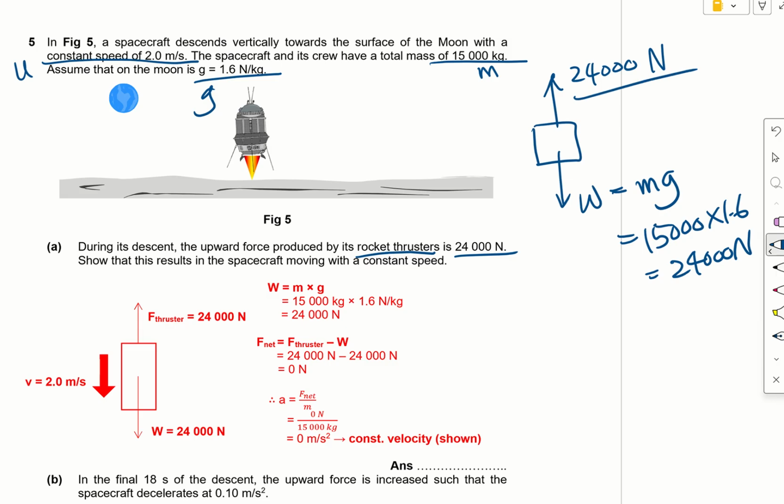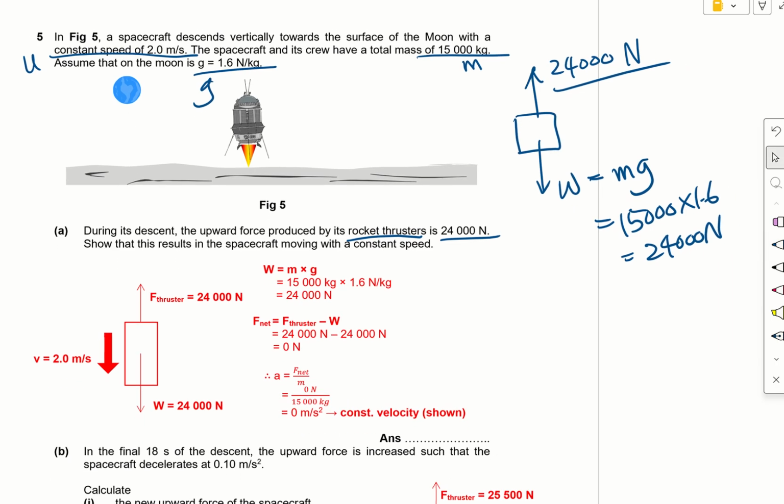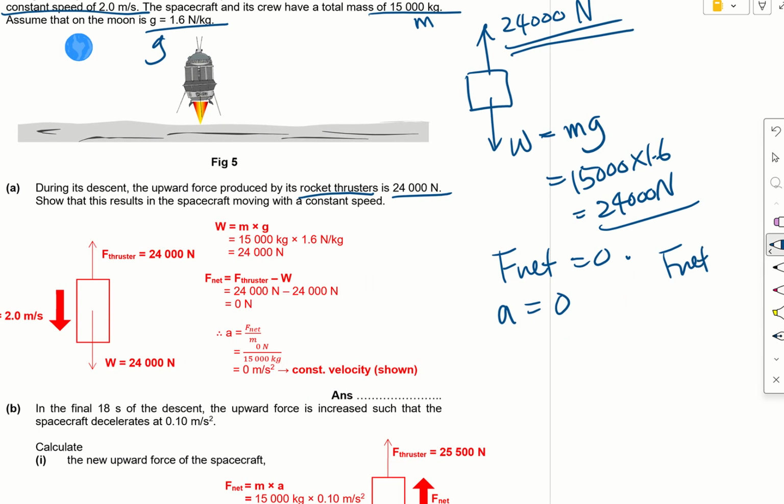One is the upward force by the rocket thruster. The other one is the weight, which is due to the pull of the moon on this spacecraft. And you find that they are equal in magnitude but opposite in direction. Therefore, F net is 0. If F net equals 0, that means acceleration is 0 because F net equals ma. Since acceleration is 0, there are two conditions: either it will be stationary or it will be moving with constant velocity.